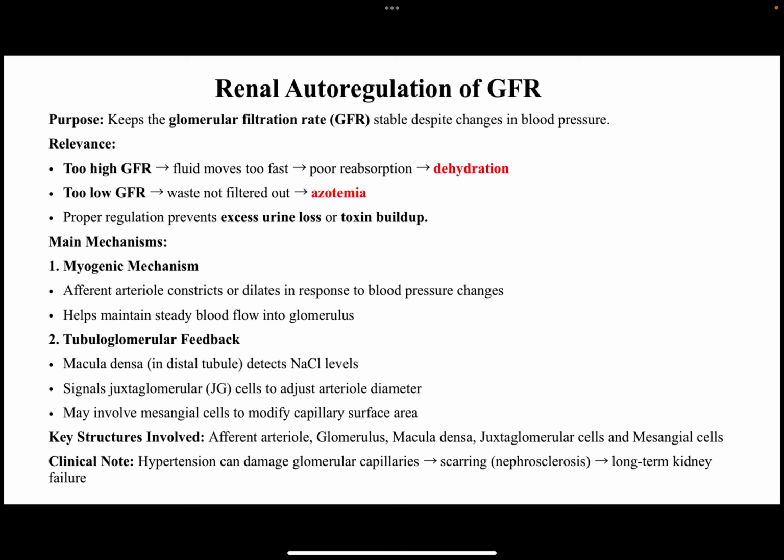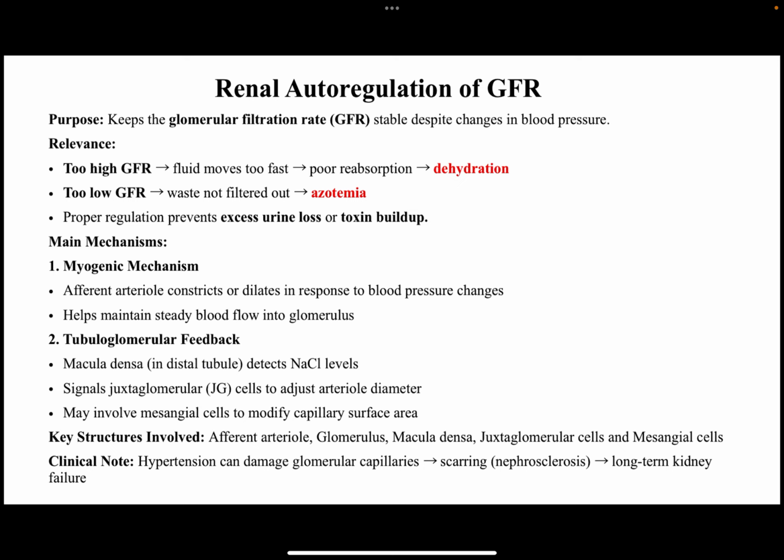So in summary, on the tubuloglomerular feedback, let me first talk about the myogenic mechanism. The myogenic mechanism is pretty simple. If your glomerular filtration rate is very high, the afferent arterioles will constrict. If the glomerular filtration rate is very low, the afferent arterioles will dilate. Now with the tubuloglomerular feedback, we have structures like the macula densa cells in the distal convoluted tubule and the juxtaglomerular cells in the afferent arterioles. When the macula densa cells in the distal convoluted tubule detect high sodium levels, you should interpret that as high glomerular filtration rate.